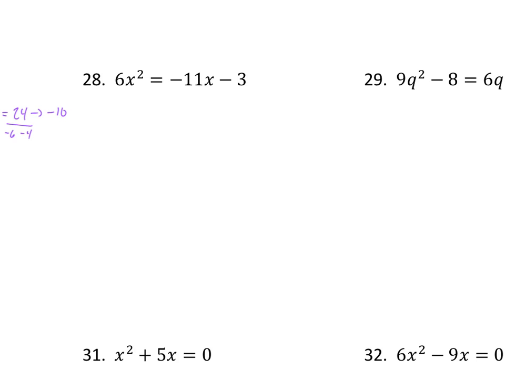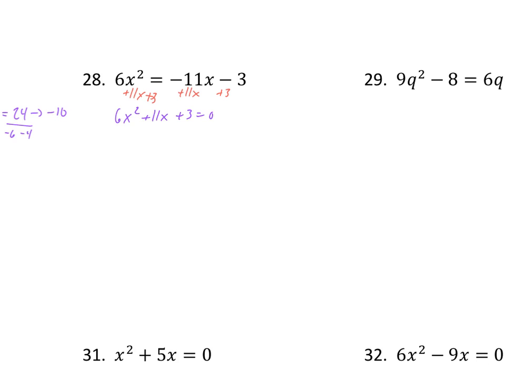So here, once again, we do not have it set to 0, so I'm going to get everything on one side. Always try to keep the x squared term positive if you can. Makes factoring easier. So I'm going to add 11x and add 3 to both sides. So 6x squared plus 11x plus 3 equals 0.